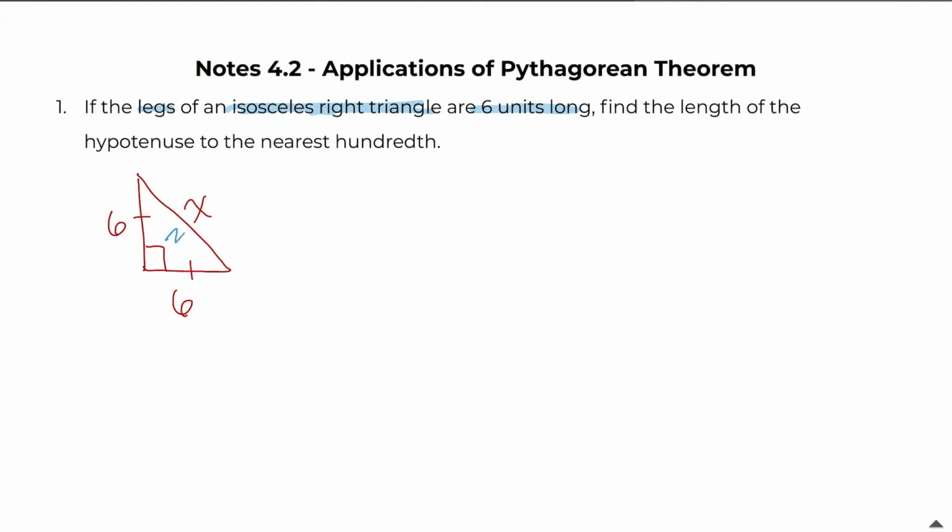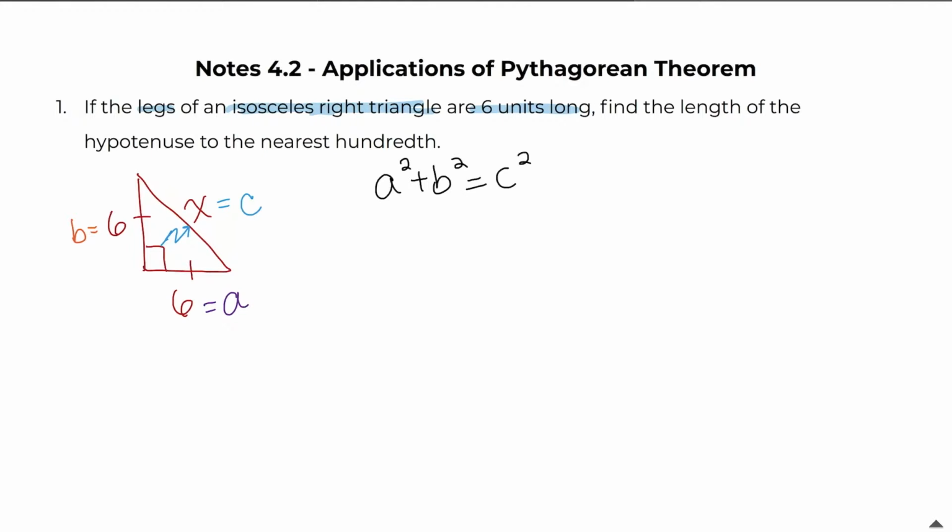Just a reminder, the hypotenuse is always the side that's across from the right angle. So this is going to be c. When we use the Pythagorean theorem, it's a squared plus b squared equals c squared. The a can be 6 and the b can be the other 6.